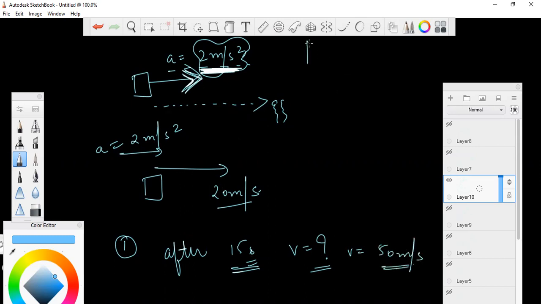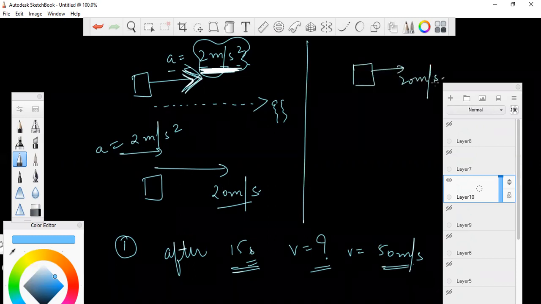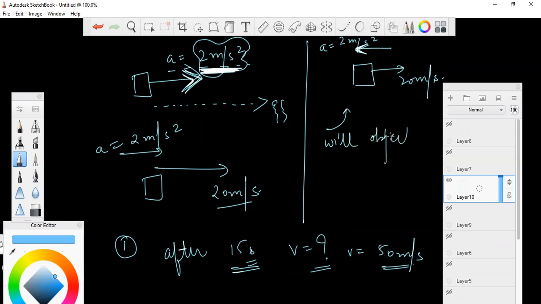Yes, sir. In the same question, suppose the object was moving like this with 20 meter per second, and it was experiencing an acceleration in the opposite direction of 2 meter per second square. I'm not saying minus, I'm just saying it is in the opposite direction. The acceleration is in the opposite direction to the velocity, and the magnitude is 2 meter per second square. My question in this is, after how much time will the object stop? Don't use any formula. If you're done, just let me know. Don't give the answer yet.